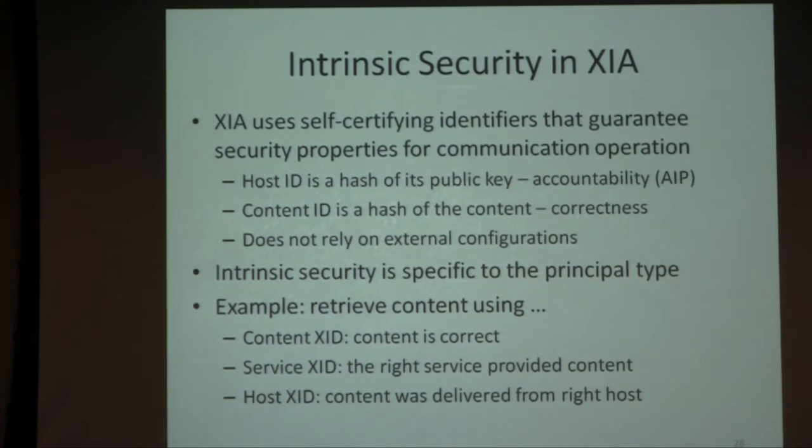So for intrinsic security, I briefly explained how it works with content, calculating a hash of the content. For the host identifiers, we're relying on earlier work, which is a protocol called AIP. Effectively, what that means is the identifier is a hash of the public key of the host. And this gives us certain accountability properties, which I'm not going to get into; there's an accountability paper. And services right now use the same identifier for that.